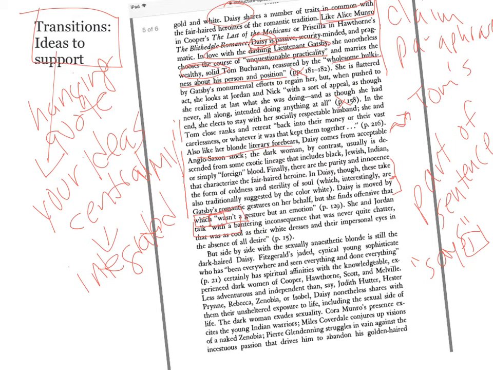So here you can see that the ideas in the paper now have gotten to the idea of not just color, but blondness as coldness. And an anesthetic kind of, and that's where we've kind of gotten through this paragraph. And then again, we have that transition: "but side by side with the sexually anesthetic blonde is the dark-haired Daisy." So now that's a very, very specific transition that says, blonde was there, now we're going to talk about the brunette, the dark-haired. And then we say "the jaded, cynical, young sophisticate."